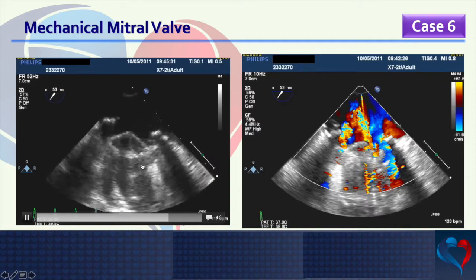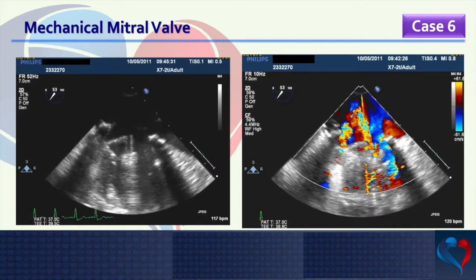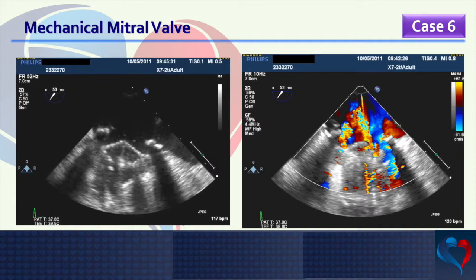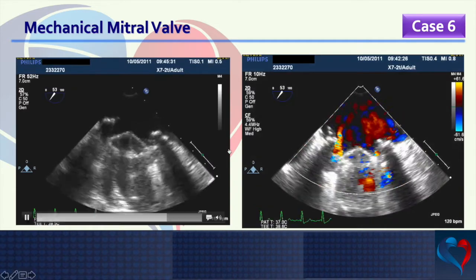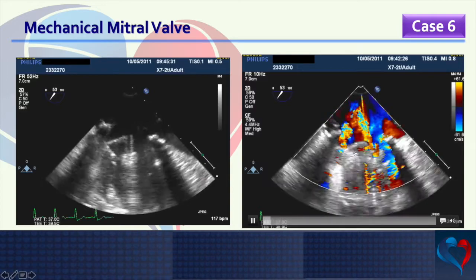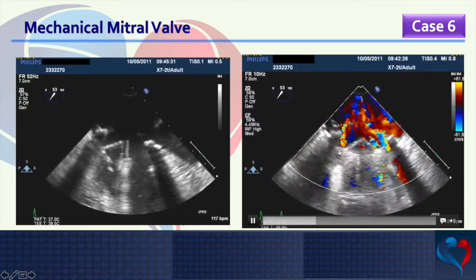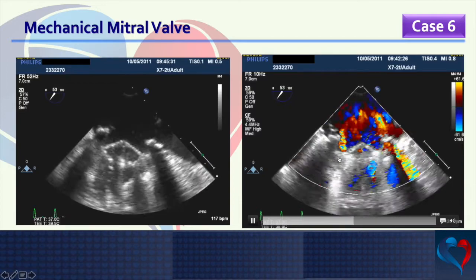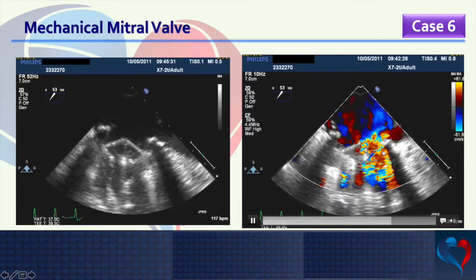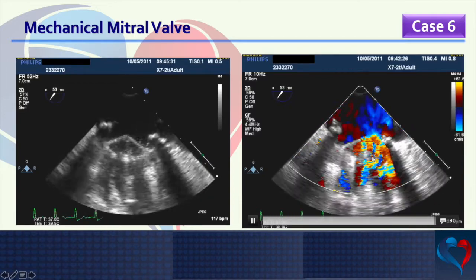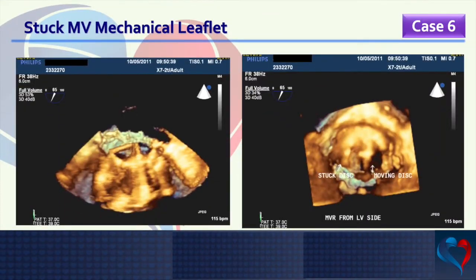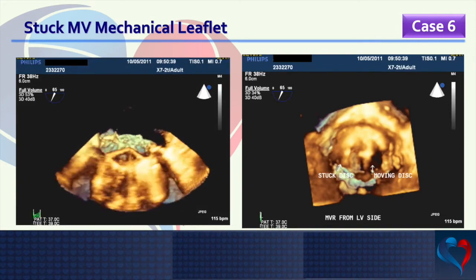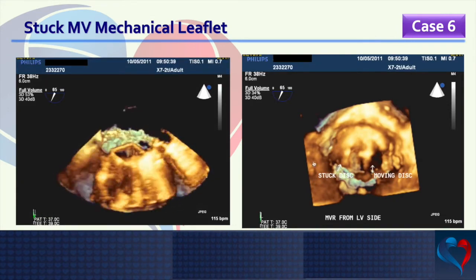So this will cause malfunction of the mechanical valve, and it will lead to either stenosis or regurgitation. So in this case, this valve leaflet is not moving, and there is significant mitral valve regurgitation, and there is stenosis on the other orifice of the mitral valve. When we have the three-dimensional echo, it will be more clear.